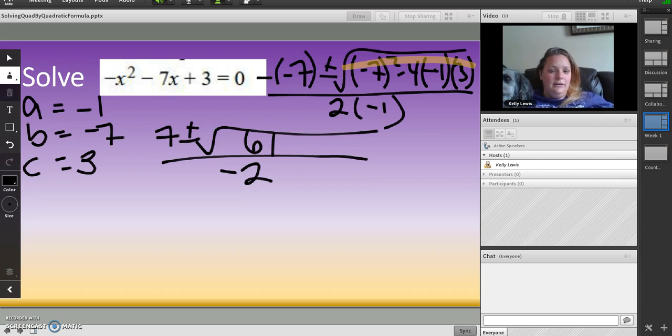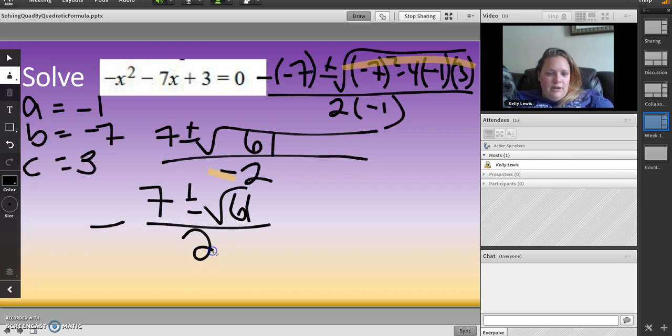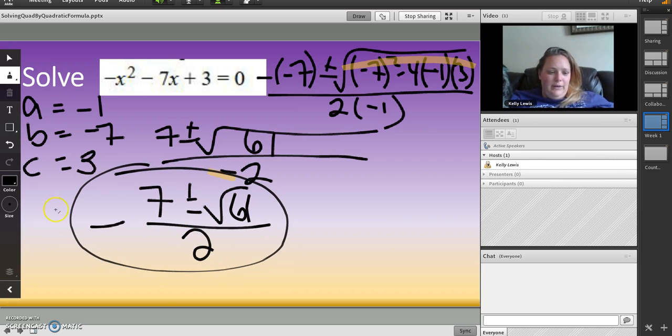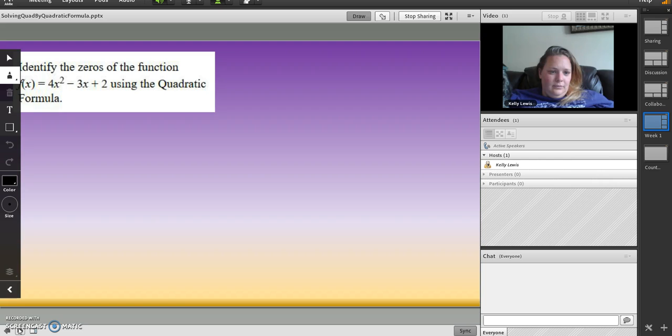Okay, so 61. All right, 61 is a prime number. You can't divide it by 4, can't divide it by 9, any of that. So the only thing we need to change is this negative 2. And you can't keep that negative on the bottom, so we'll just put it in front, and there we go. All right, mailman's gone. Okay, here we go, guys.